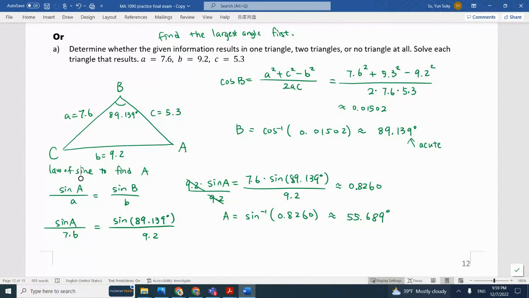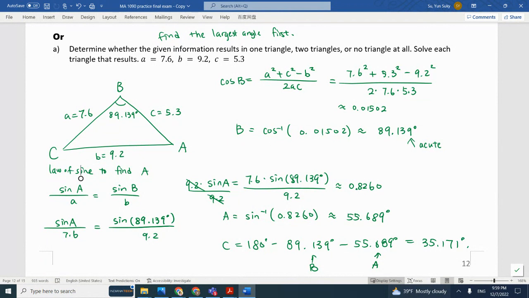Okay, so therefore angle C is 180 degrees minus angle B minus angle A. And therefore we get, so put that in your calculator, 35.171 degrees. Okay. So yes, we solved the triangle.